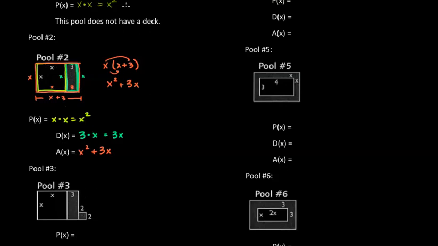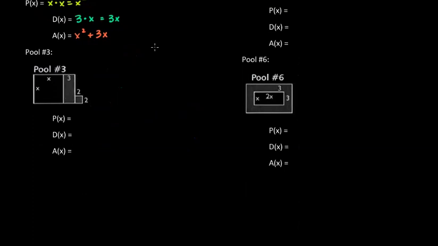Pool number 3 is going to look pretty similar to that, only you can see that we've added on this extra part to the deck down here, this 2 unit by 2 unit part. But let's still go through and find P of x, D of x, and A of x. So our pool area, it's the same pool as we've had for the first two. So that still has an area of x squared. But our deck area now is this rectangle combined with this rectangle or square right there. So now that's the deck that we're finding the area of.